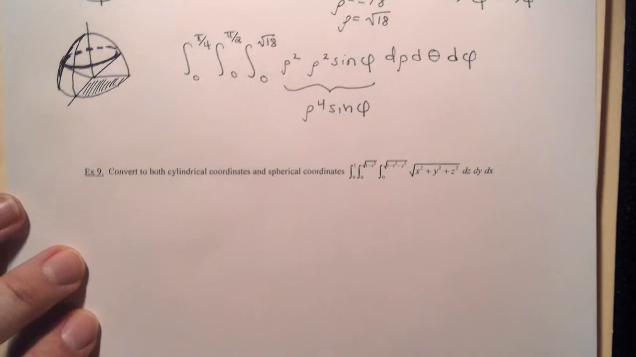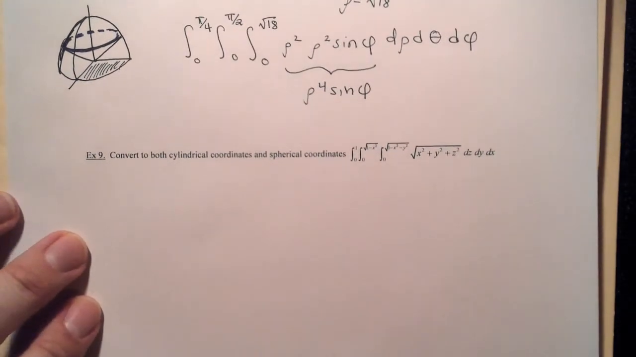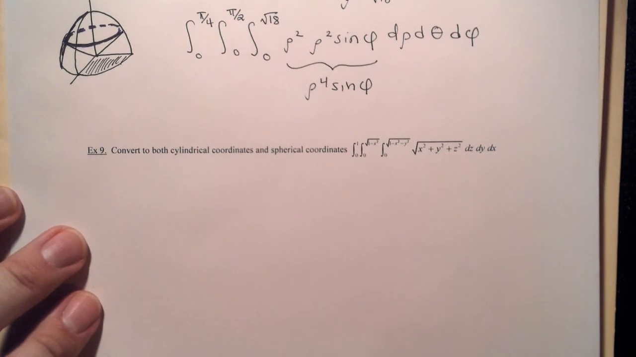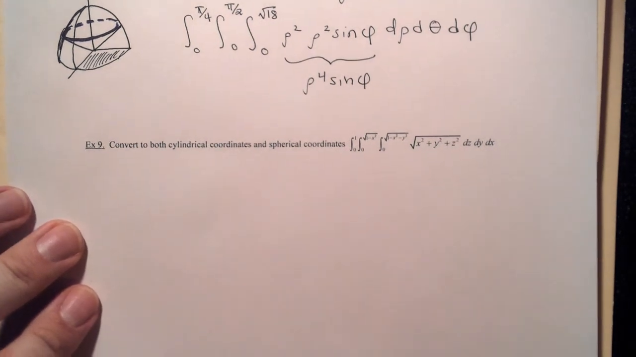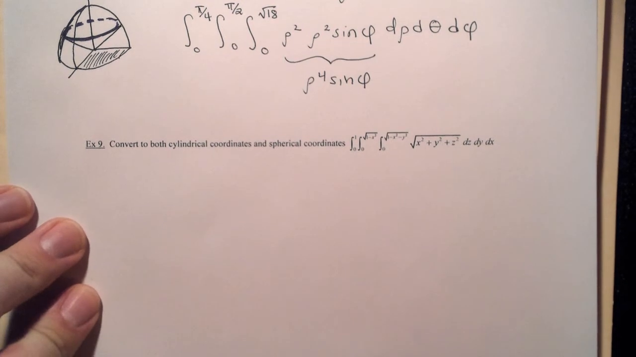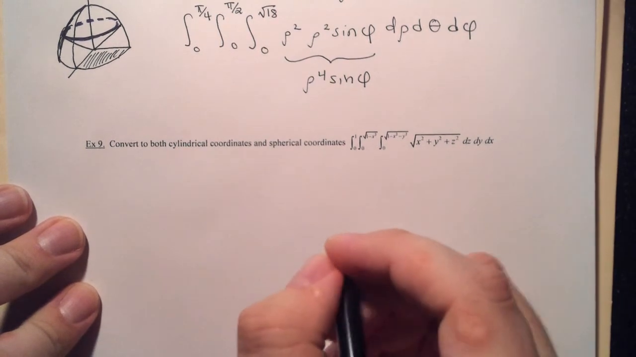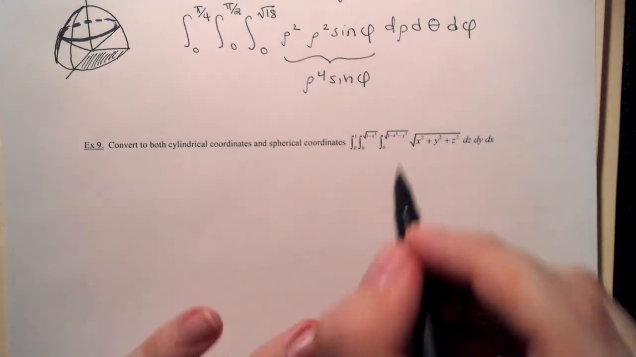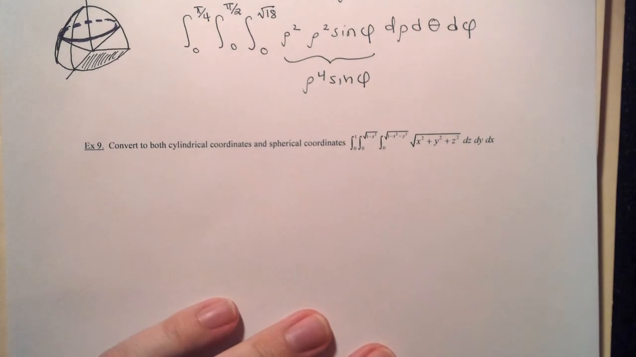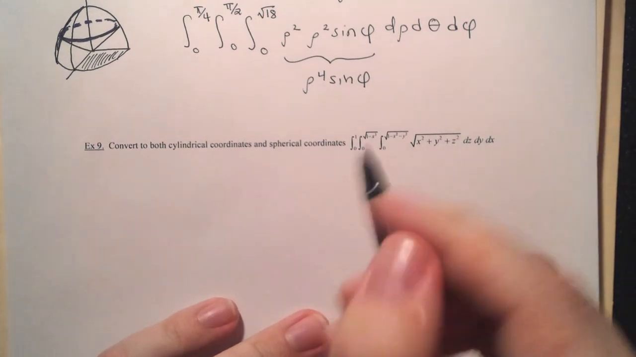Alright, let's do one more example, converting to both cylindrical and spherical coordinates. Again, we want to think about the trace, we want to think about what these surfaces are, that will really help.